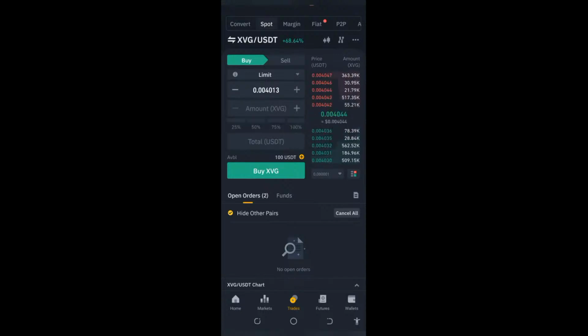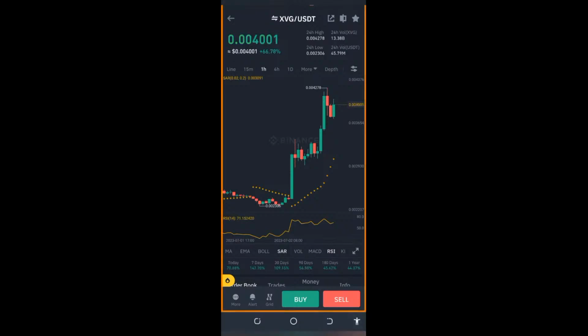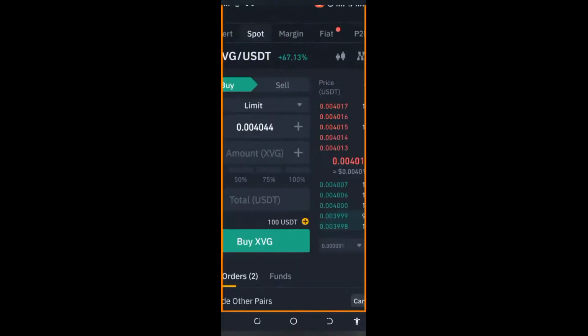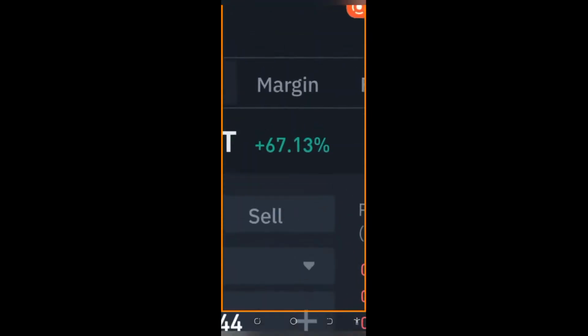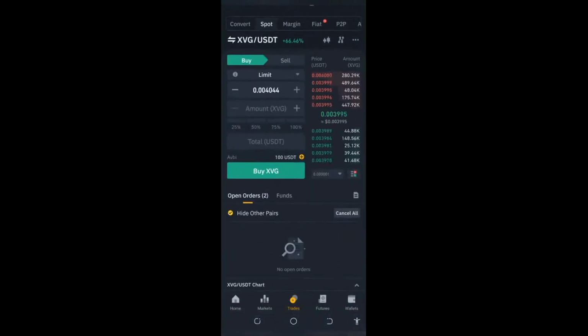Now, I'm currently on XVG/USDT, and we need to look into the charts quickly. This is on the gainers list, right? So we need to quickly take our move. If I go back, you will see that within the past 24 hours it has gained a 67% increase. And I'm like, really? Okay, let's go see how to take advantage of this.